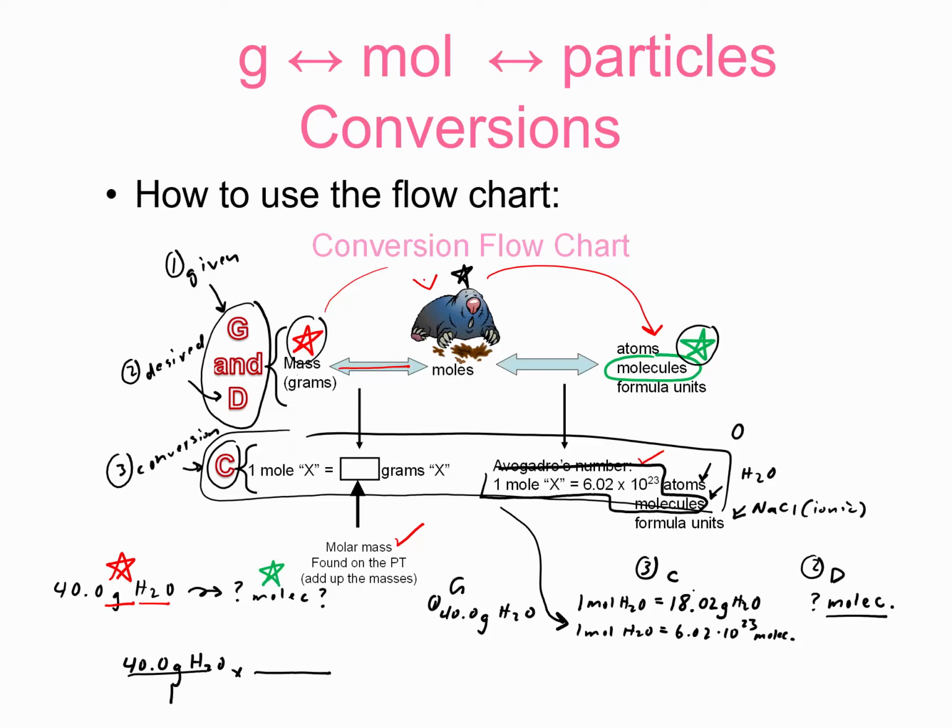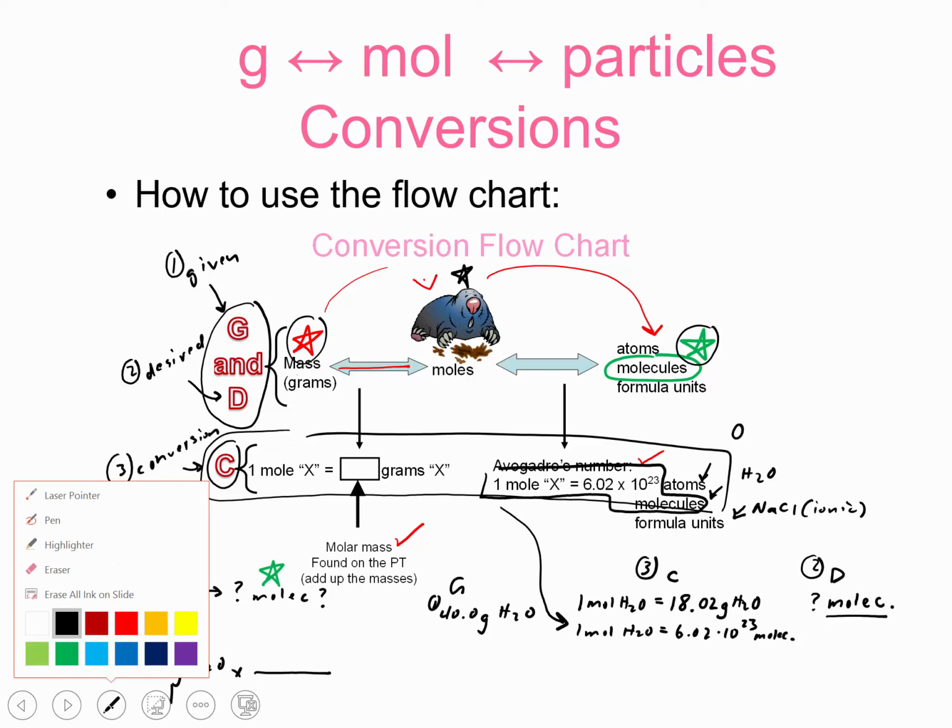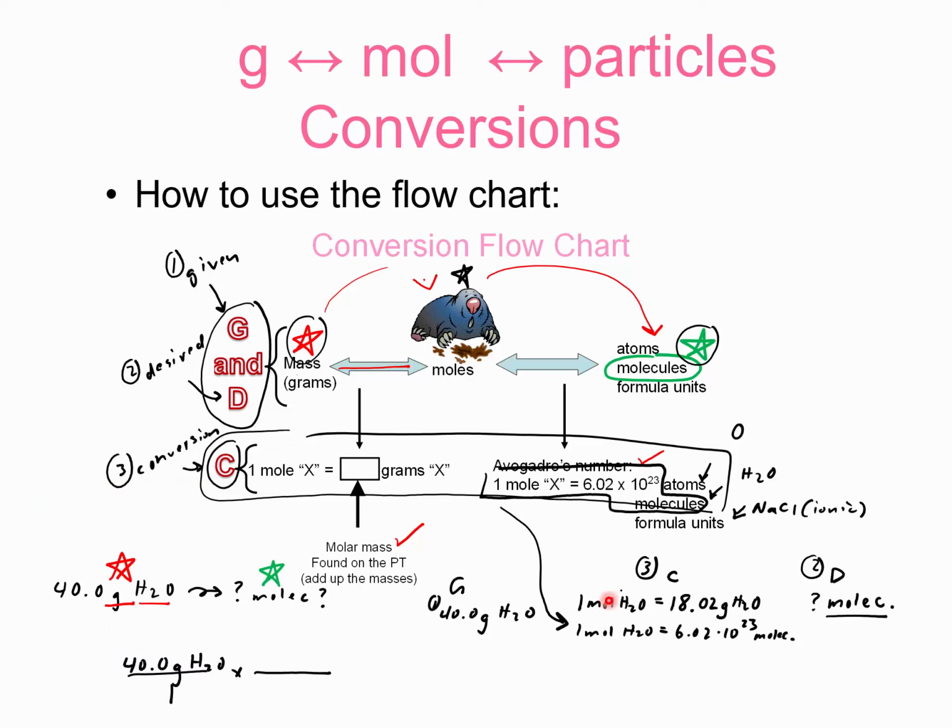So I want to put this grams of H2O right here so that it lines up. Okay, so I'm going to take this 18.02 grams and write it there of H2O. And then the other half of the conversion factor, 1 mole of H2O goes on top. So our grams of H2O cancel.